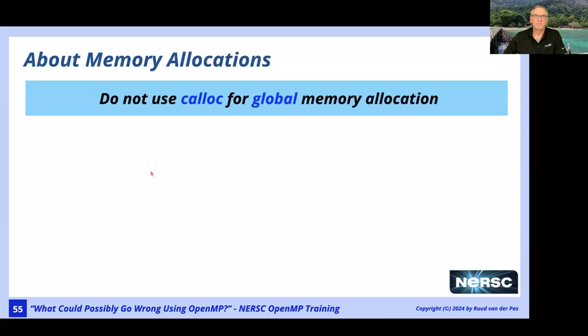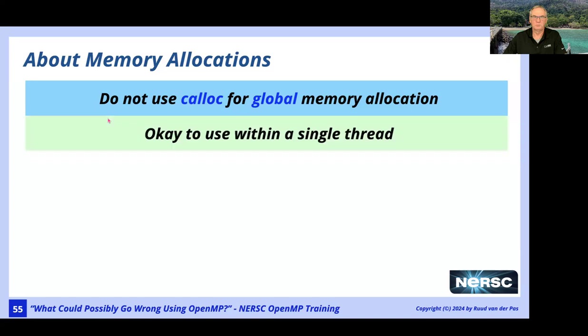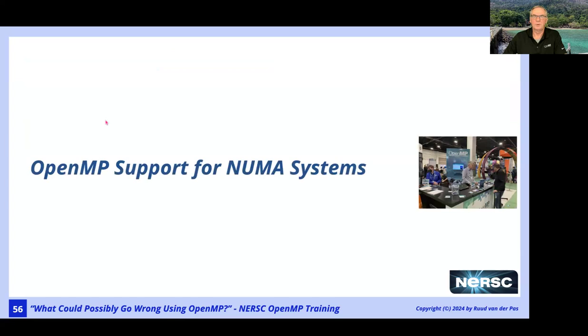A little tip: quite a common way for people to allocate memory and have it initialized to zero is calloc instead of malloc. Well, when you do that for global memory allocation, as you should know by now, if you use that in a parallel context, then only one thread will own all the data that you just allocated. So that's not a good idea.